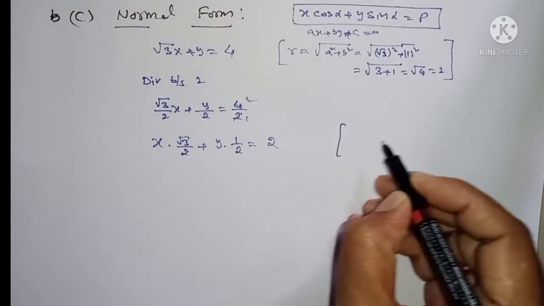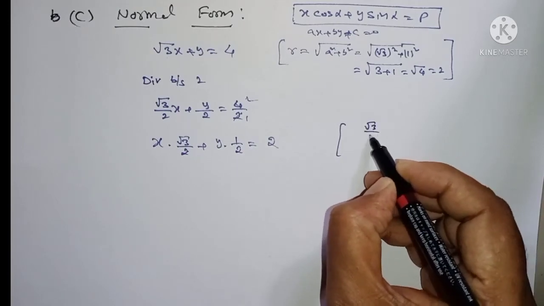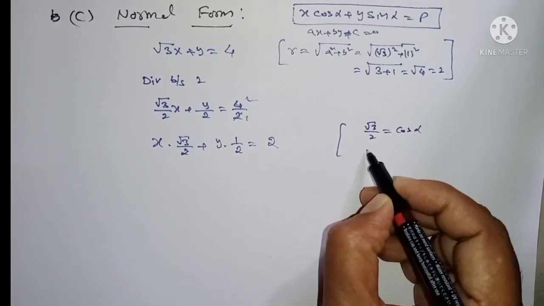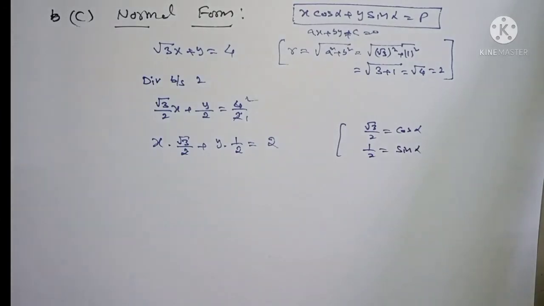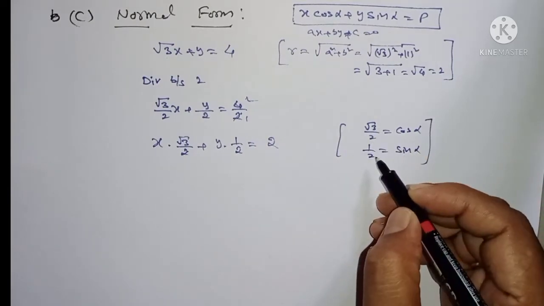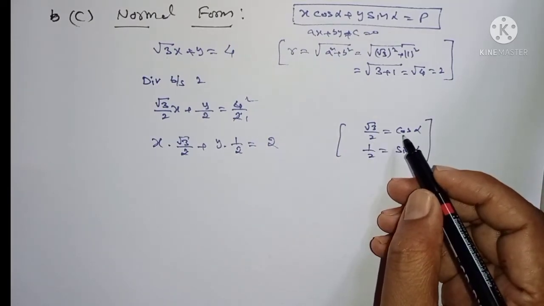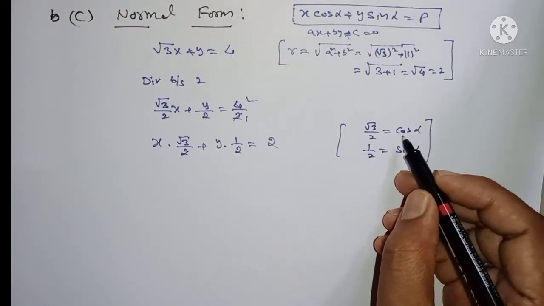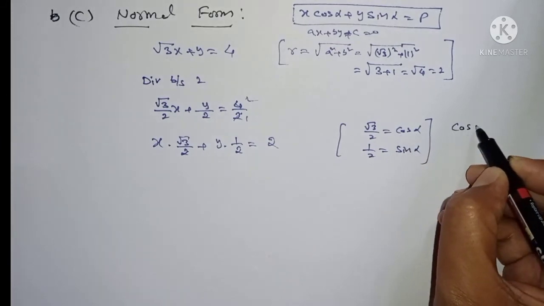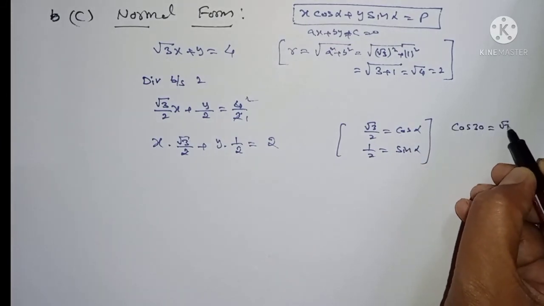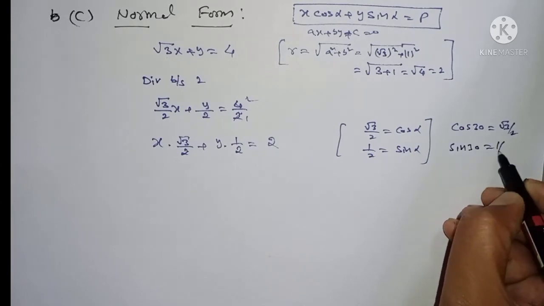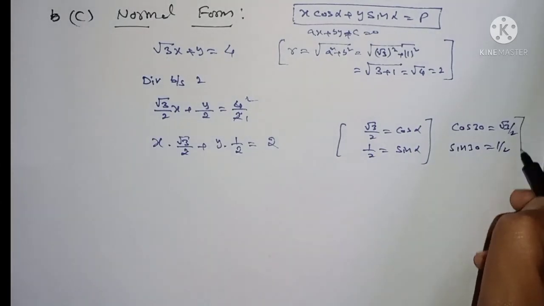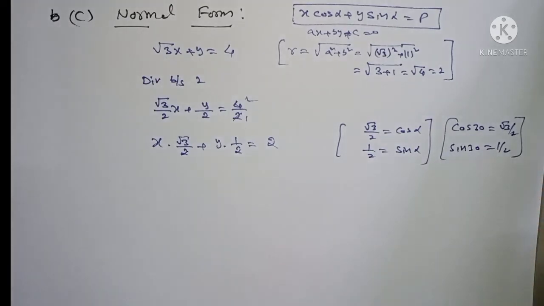You can observe here, root 3 by 2 is equal to cos alpha and 1 by 2 is equal to sin alpha. Alpha is the same but the values are different. Therefore alpha is equal to how much? It is 30 degrees only, because cos 30 is equal to root 3 by 2 and sin 30 is also 1 by 2. Therefore you can assume that alpha is equal to 30 degrees.